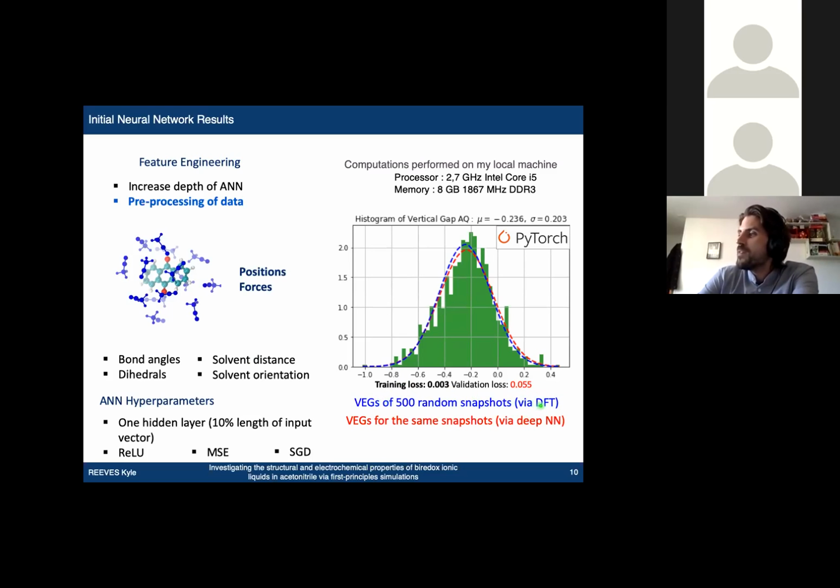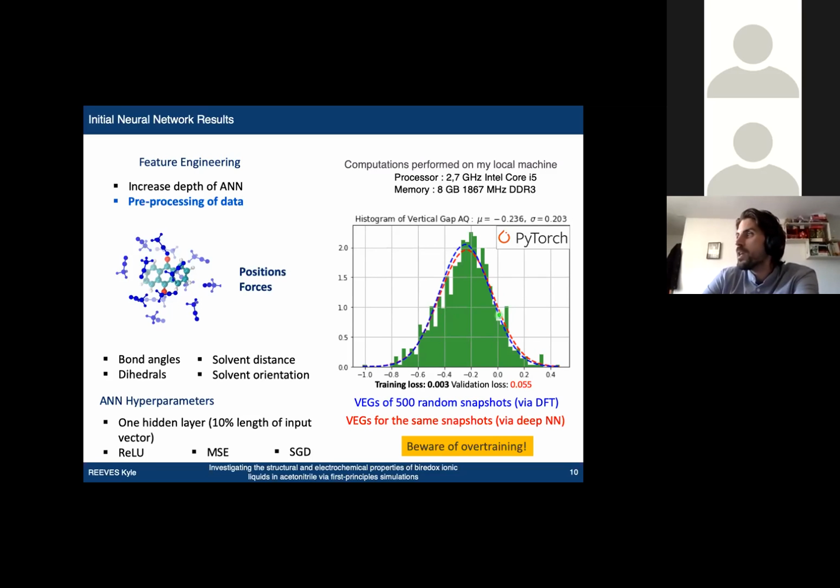These are DFT level accuracy, this blue curve here. We feed the positions and forces into our neural network, and we have a set of predictions for a set of structures that the model has never seen. And we see that there's a distribution of green and energy gaps, which when fit with the red curve aligns relatively well.